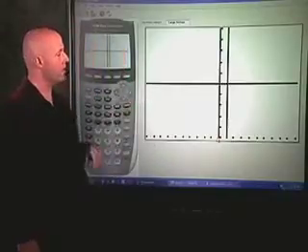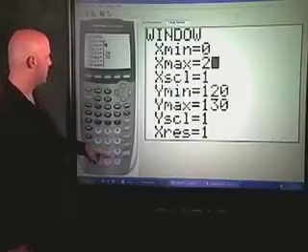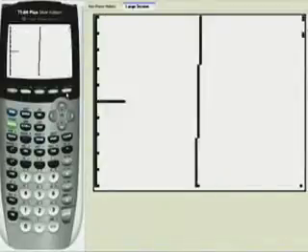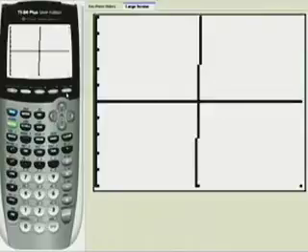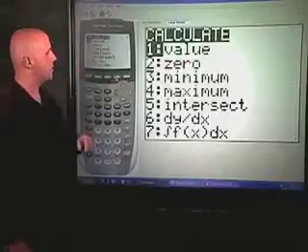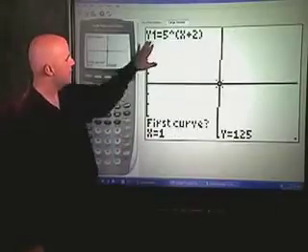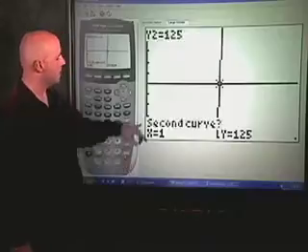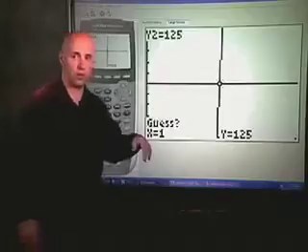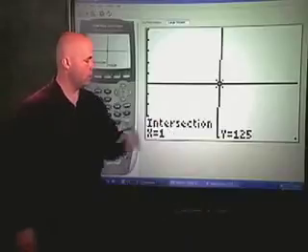Now we could narrow that window down a little bit. If we want to go back to our window, maybe just look at between 0 and 2. It's not really necessary, we're just looking for where they cross. So we're going to use our intersect command. Go to our calc menu, pick option 5 for intersect. The first curve is on y1 already, so we'll hit enter. The second curve we're on y2, just hit enter. And our guess, looks like we're pretty close already, so we'll just hit enter. And we find that the intersection point is at 125.